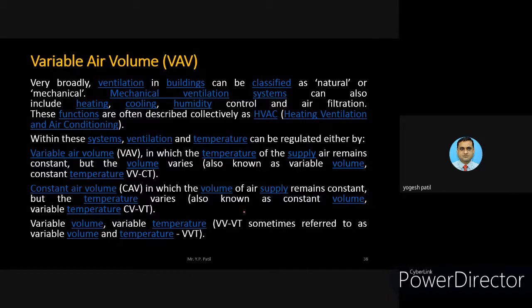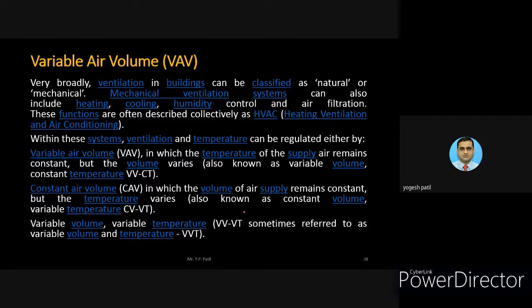In mechanical, it is possible to control the heating, cooling, as well as humidity control. These three types of control, as well as air filtration, are also possible. The functions are often described collectively as HVAC. This is the part of HVAC that we know very well. The inputs are actually coming from the HVAC plant, which is located outside the building.